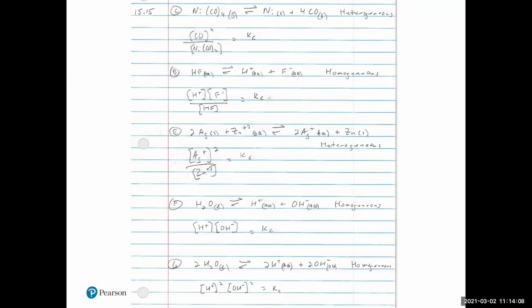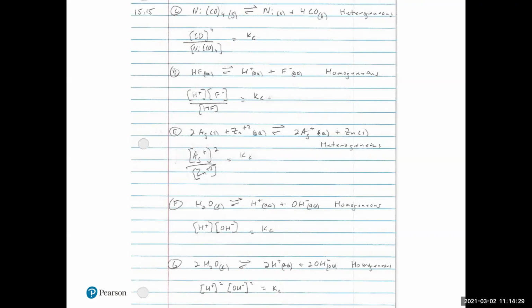So the first two we did were pretty straightforward. They were ones where you simply take the products over reactants. Everything's in the same phase. You look at the stoichiometry of the balanced chemical equation, use that for the exponents on the molar concentrations, and you have your equilibrium expressions.